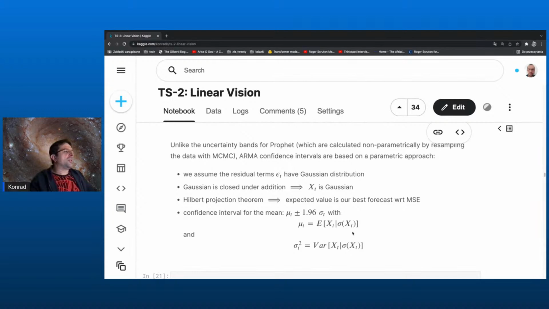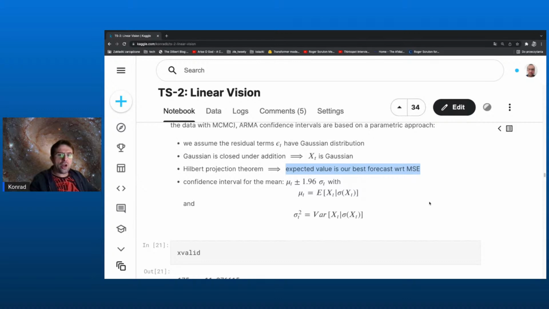Crash course explanation of the argument I made before about how the confidence intervals are constructed. Noise is Gaussian, hence our linear time series is Gaussian. Because of the Hilbert projection theorem, conditional expectation is our best forecast in terms of mean squared error. Keep in mind, not necessarily the case if you have other metrics. If you want to evaluate under mean absolute error or things like this, conditional expectation doesn't have to be the best anymore. But with respect to mean squared error, it is. Confidence interval, the classic result: mean plus minus standard deviation times the corresponding quantile of the normal distribution.